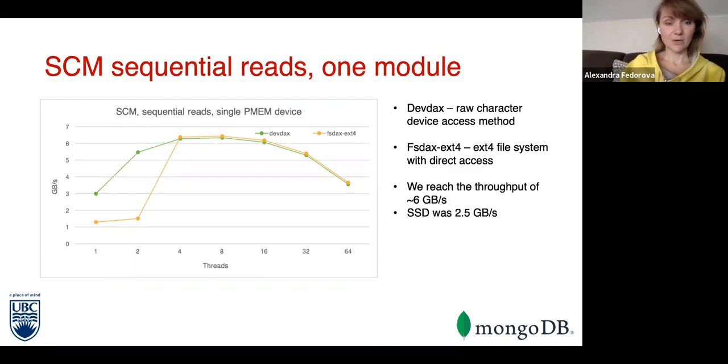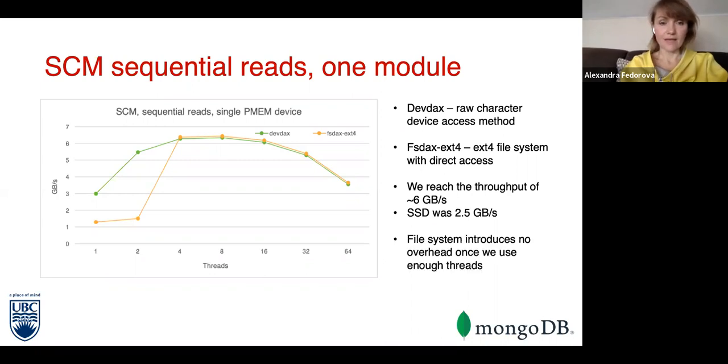So the key takeaway here is that we reach just over 6 gigabytes per second of read throughput, as long as we use enough threads. For comparison, the SSD with equivalent memory technology gave us about 2.5 gigabytes per second. And so, interestingly, having a file system on top does not introduce performance overhead as long as we use enough threads.